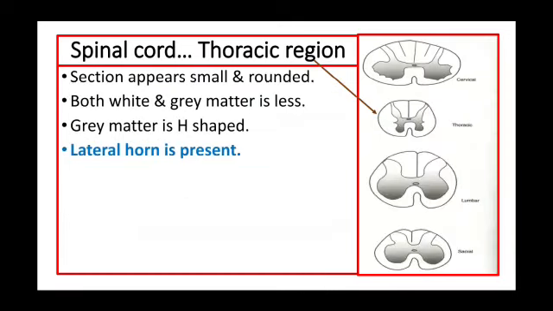Next, going on to the thoracic region. The section appears small and rounded. Both the grey matter and white matter are less compared to other regions, and it is classically H-shaped. But a very important feature, you can see the lateral horn.